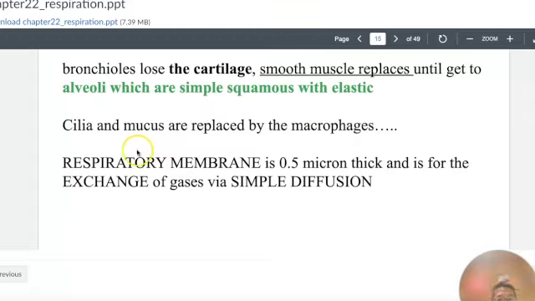So the respiratory membrane, which is the capillary membrane together with the alveolar membrane, is very, very thin for simple diffusion.